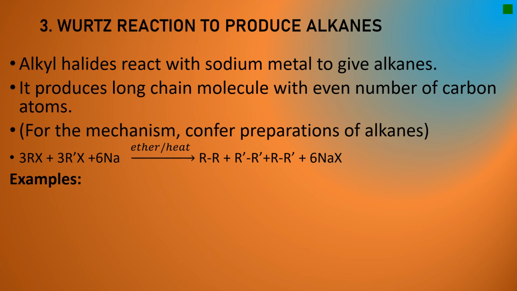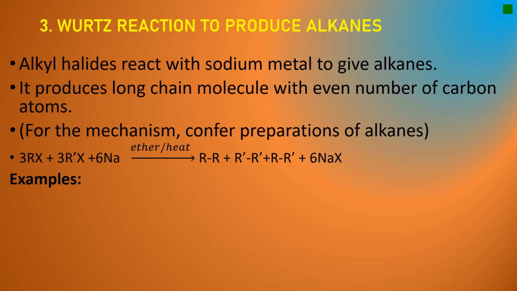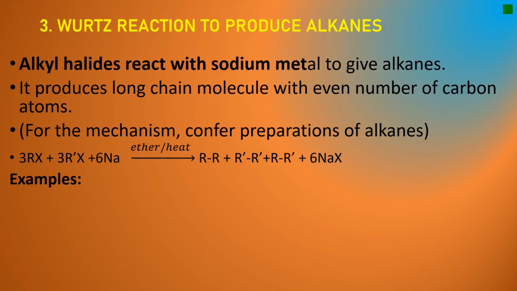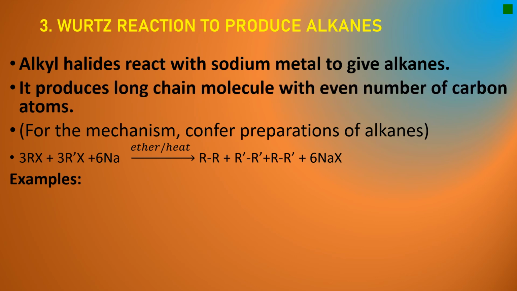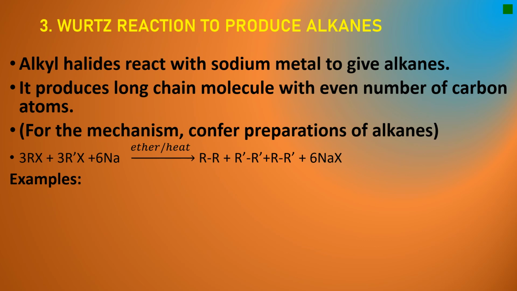The first reaction is the Wurtz reaction. The Wurtz reaction is a condensation reaction of alkyl halides to produce alkanes. Alkyl halides react with sodium metal to give alkanes. It produces long chain molecules with an even number of carbon atoms. For the mechanism, consult preparations of alkanes. General equation: RX reacting with R'X, reacting with sodium in ether under hot conditions, it will give RR, R'R', RR', a mixture of alkanes.